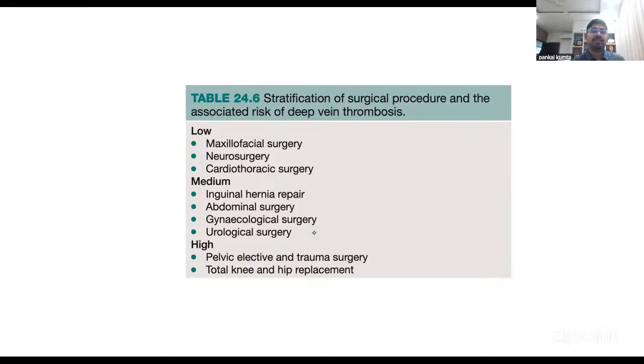Medium risk would be abdominal surgeries like inguinal hernia repairs, abdominal, gynecological, urological surgeries, where movement may be restricted but may not be completely immobilized. While low risk would be neurosurgeries, cardiothoracic surgeries, maxillofacial surgeries. Again, at times even in spine surgeries, you will have to be careful because immobilization is higher. But again, the risk of bleeding is also there. You need to balance both of them before jumping ahead.